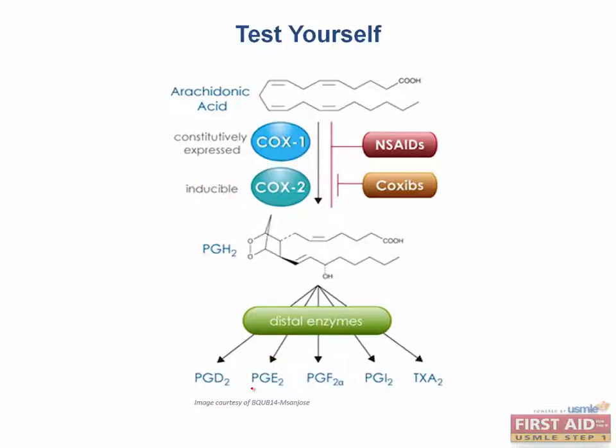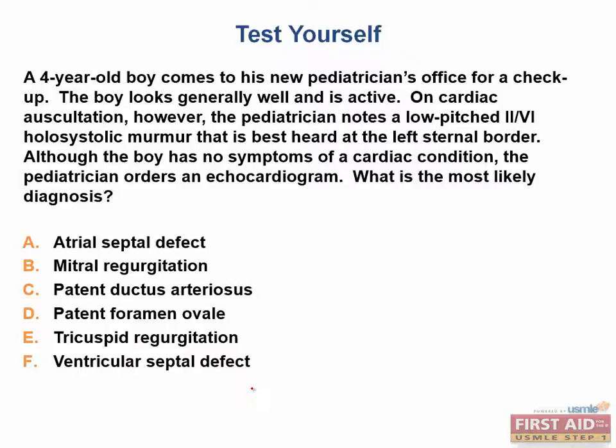Great, guys. Next one up, and the last one. A 4-year-old boy comes to his new pediatrician's office for a checkup. The boy looks generally well and is active. On cardiac auscultation, however, the pediatrician notes a low-pitched 2 out of 6 holosystolic murmur best heard at the left sternal border. Although the boy has no symptoms of a cardiac condition, the pediatrician orders an echo. What is the most likely diagnosis?